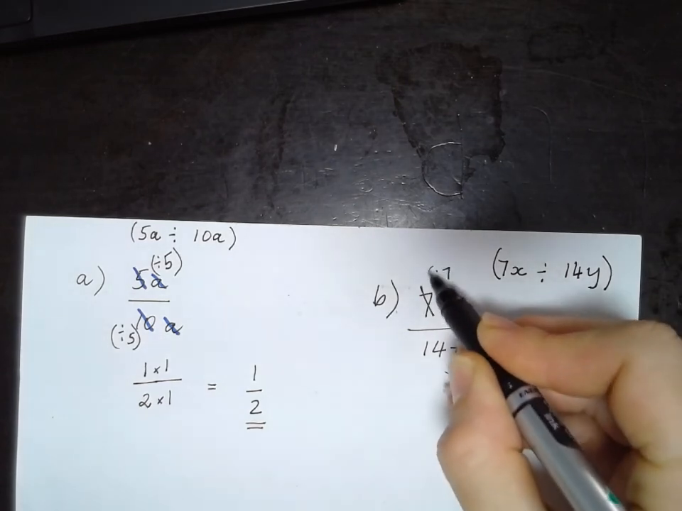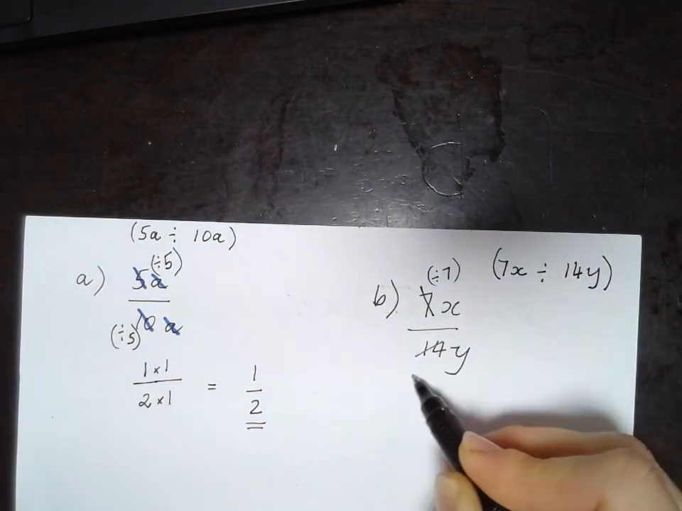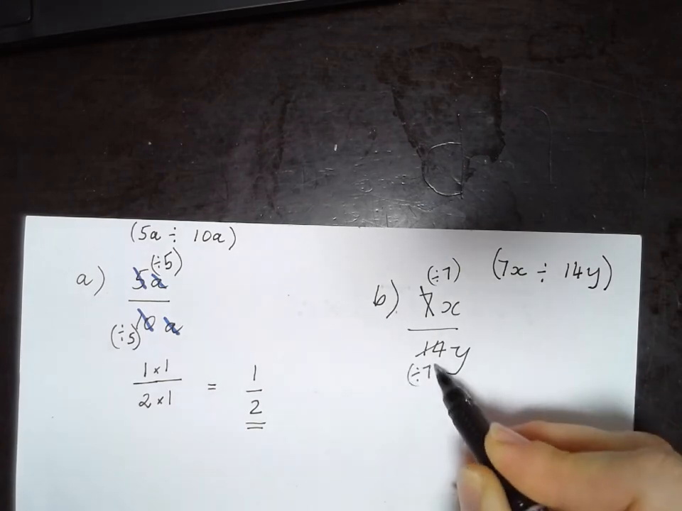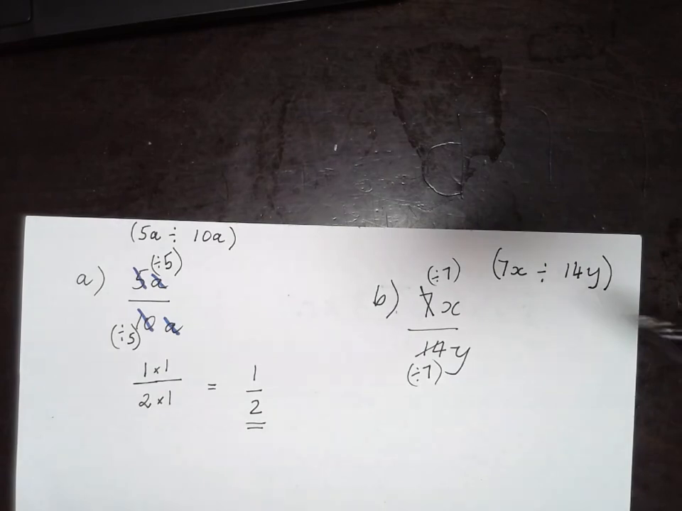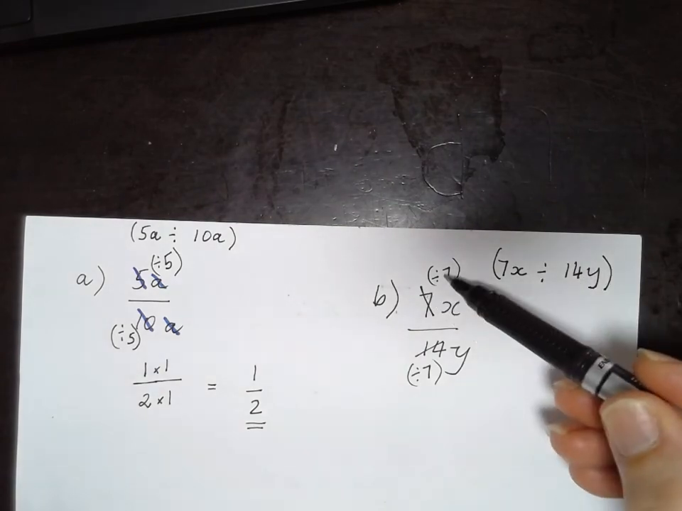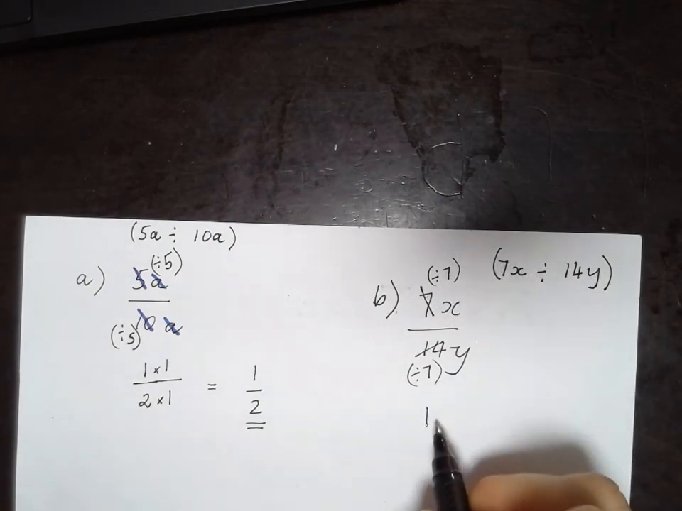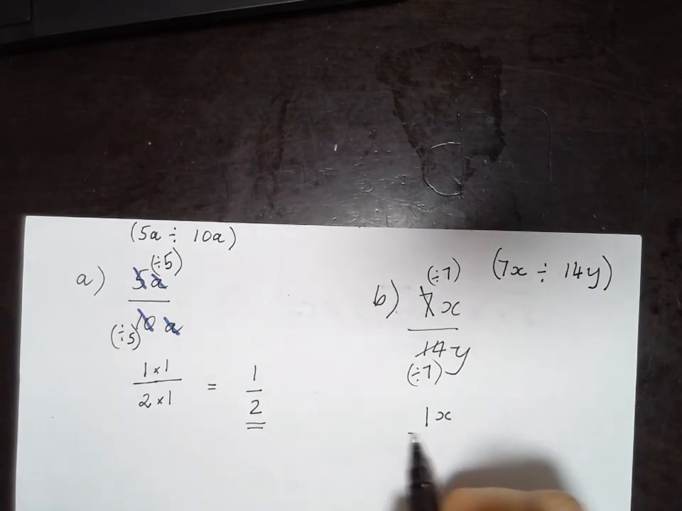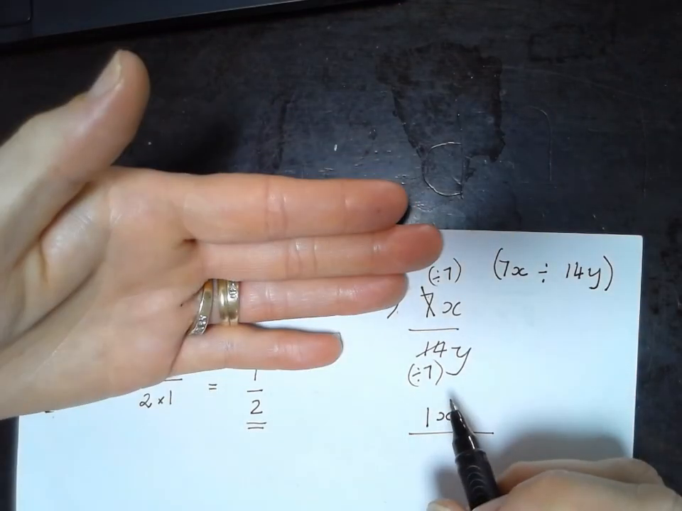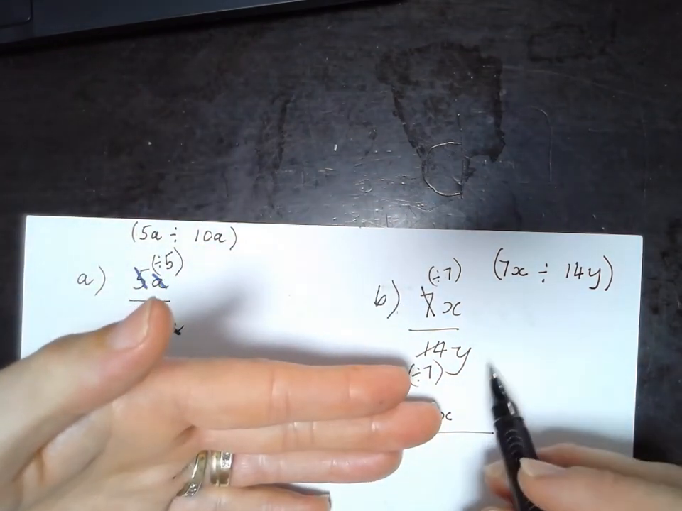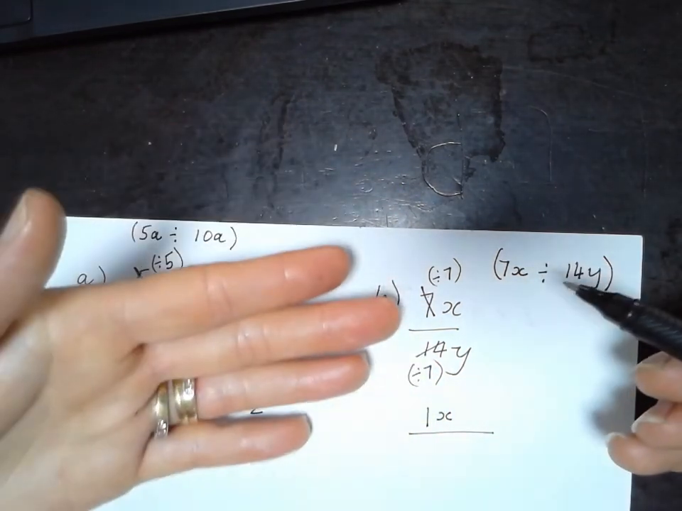So 7 is the number that we're going to divide top and bottom. You have to know your times tables to know that 7 goes into 7 and 7 goes into 14. So 7 divided by 7 gives me 1x on the top over 14 divided by 7. Whatever you do to the top, you have to do to the bottom. It's just like a fraction. We're simplifying a fraction here.